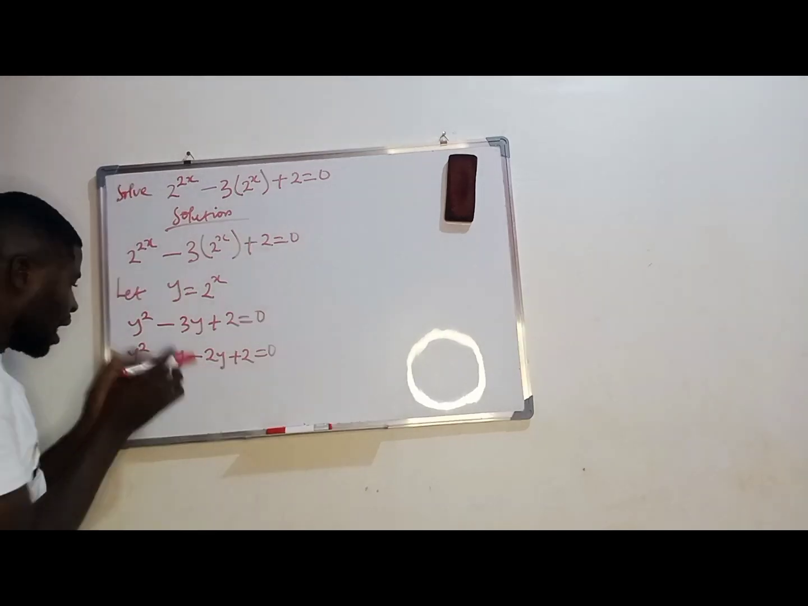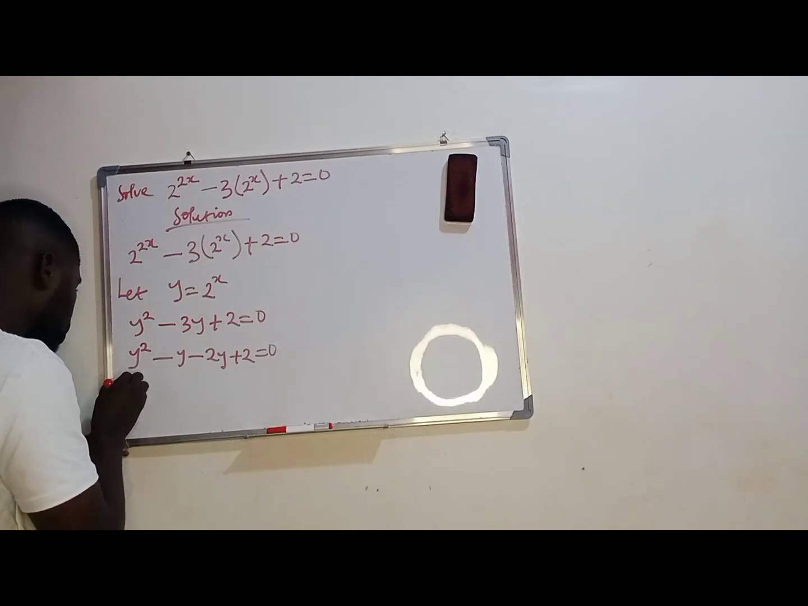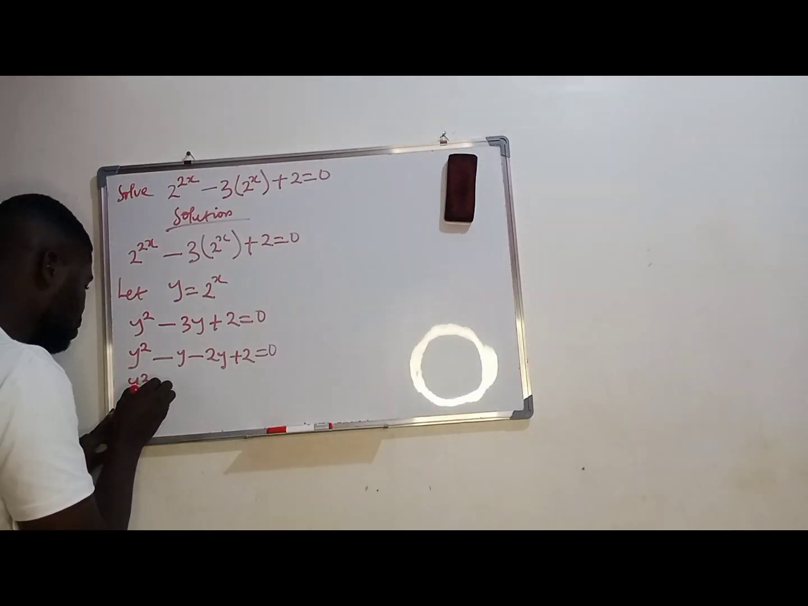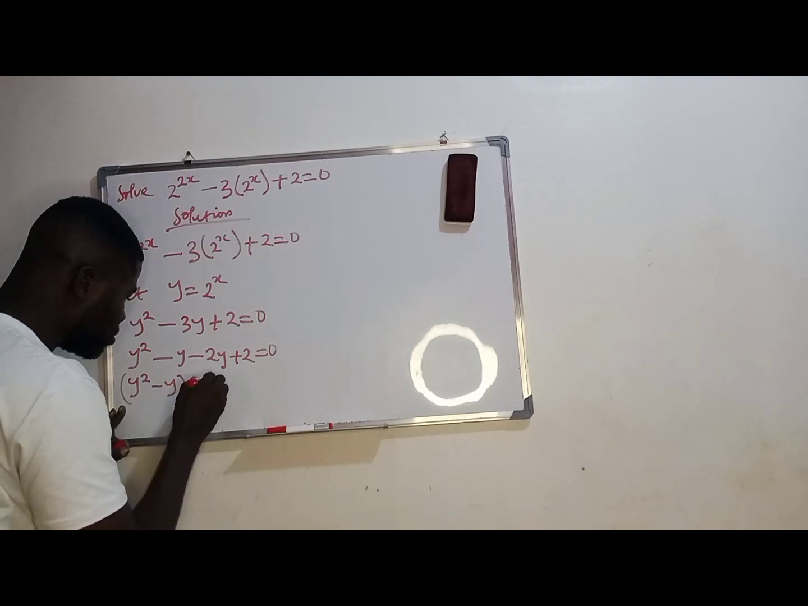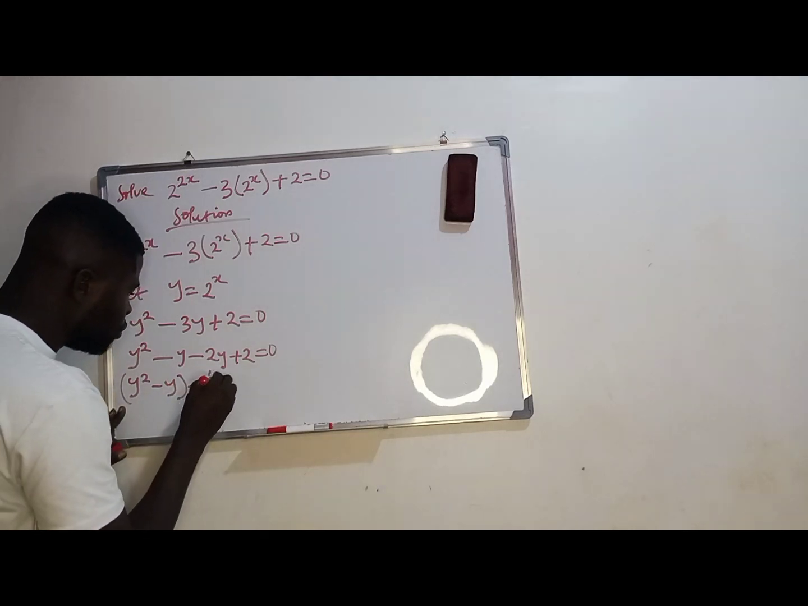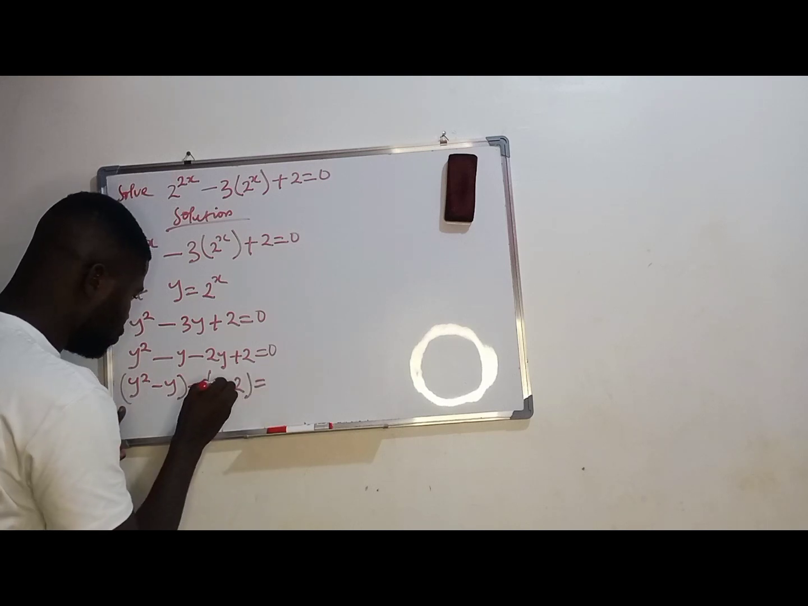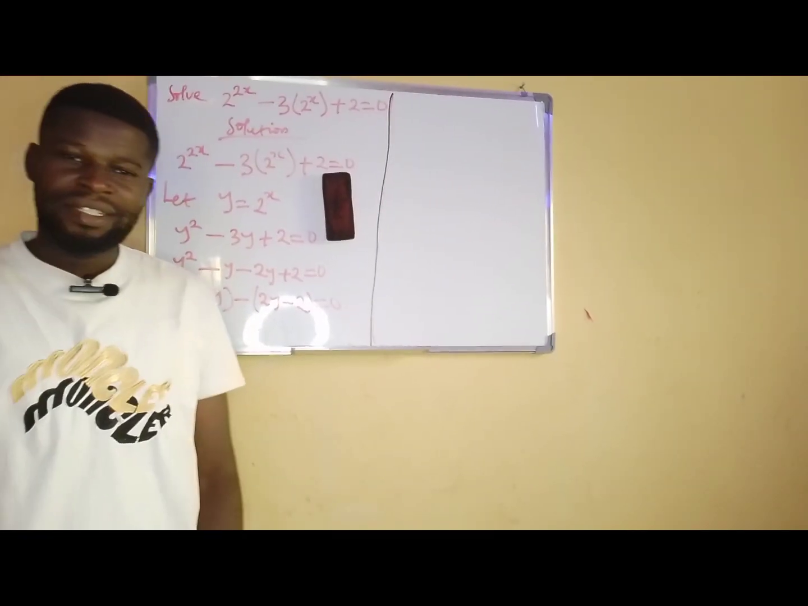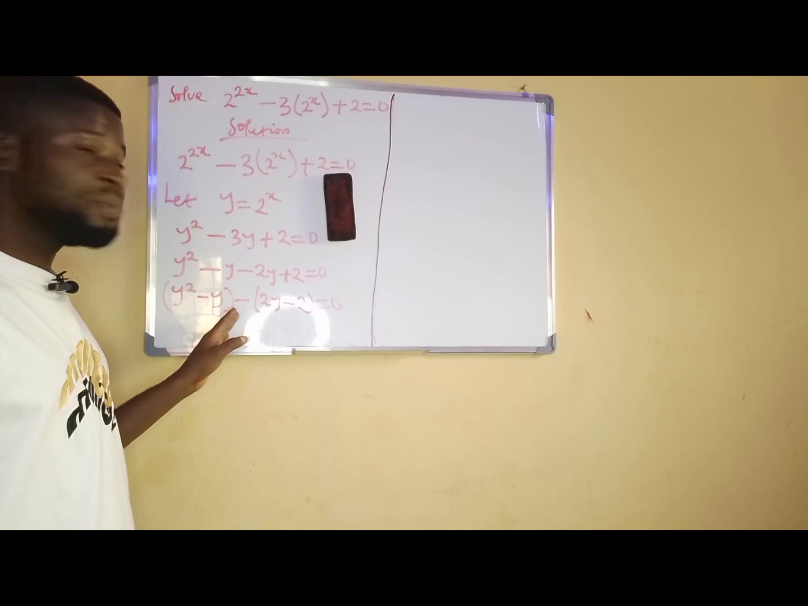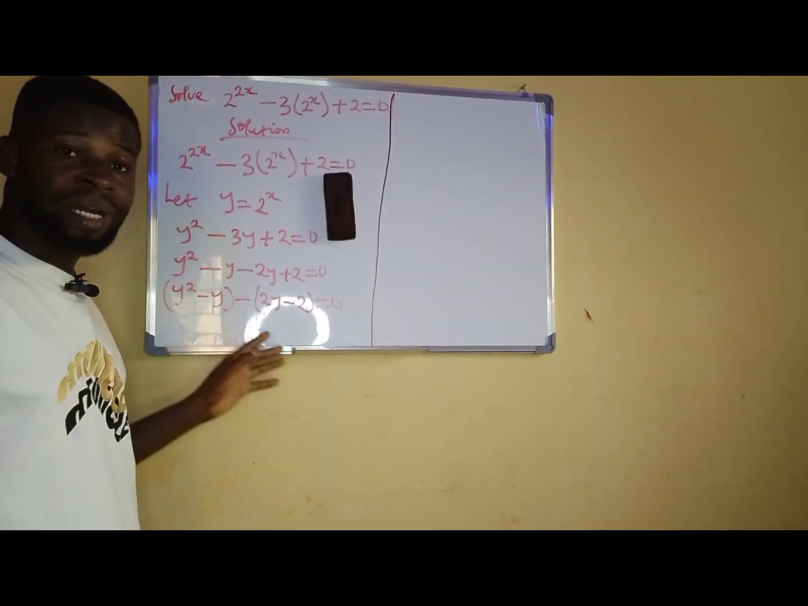Getting to this point now, we take the bracket as usual. y raised to power 2 minus y, minus, in bracket, 2y minus 2, which is equal to 0. So, from this point now, we are done with the factorization by grouping.